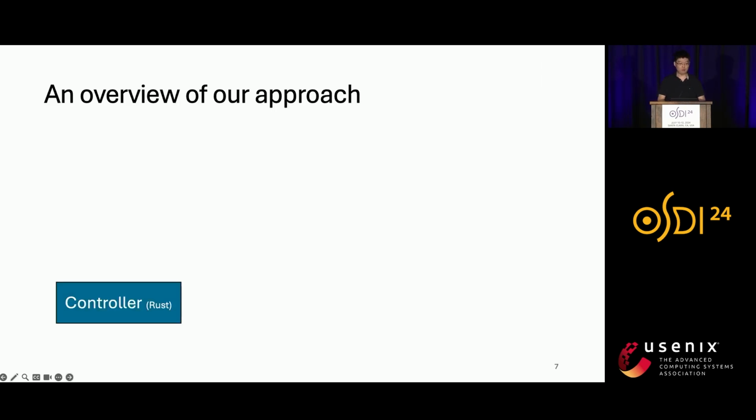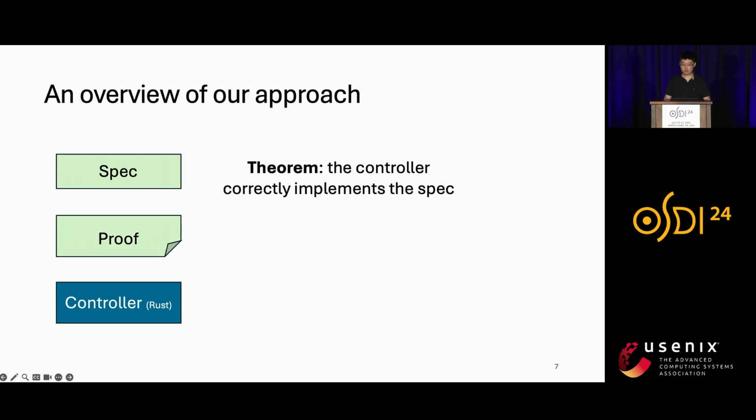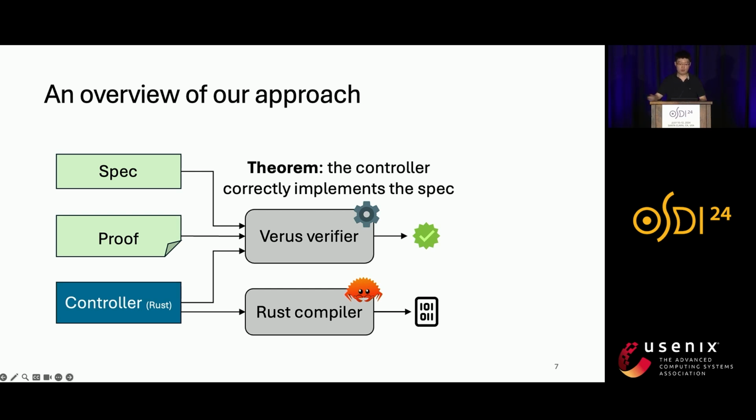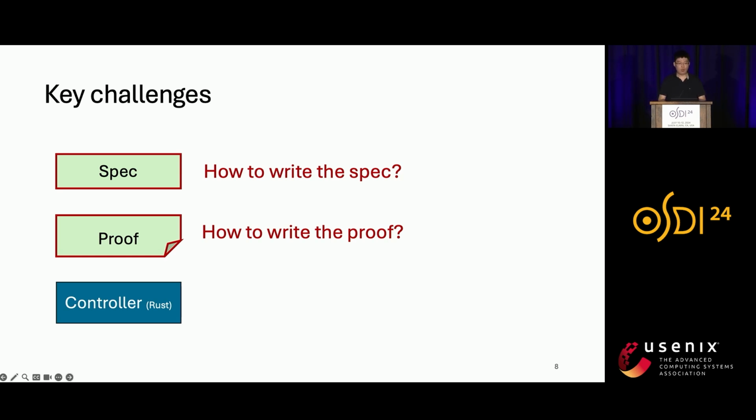At a high-level overview, to use Anvil, developers write their controller implementation in Rust, and then specify the correctness guarantee of this controller in a formal language, and then write a proof to show that this controller correctly implements the spec. The proof is checked by the Verus verifier, a state-of-the-art verification tool for Rust programs. The controller implementation is directly compiled by the Rust compiler, and it can be readily deployed on any Kubernetes cluster, and it can be directly usable. There are 2 key challenges here: how to write the spec for the controller's correctness, and how to write the proof.